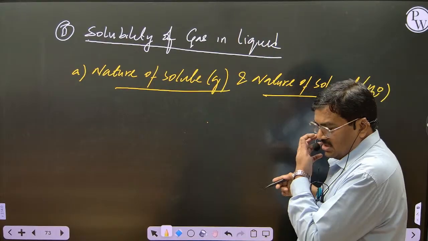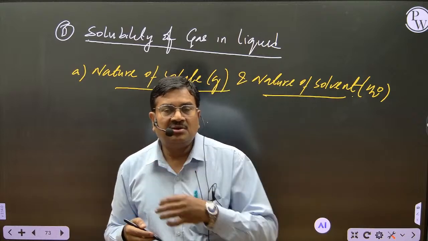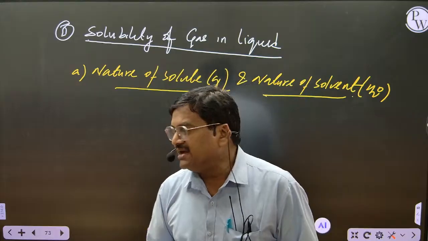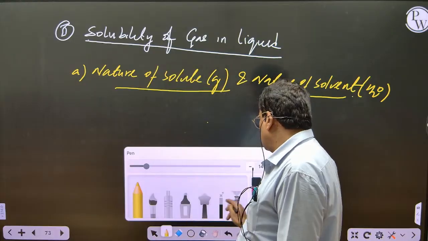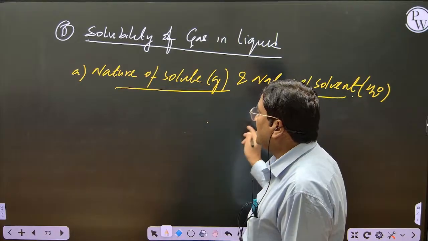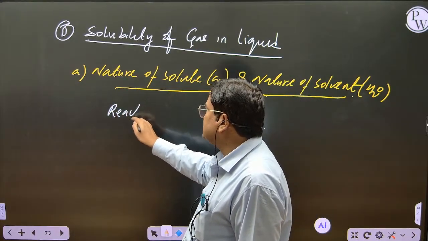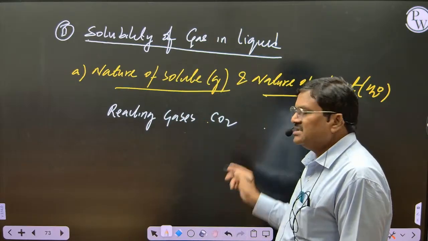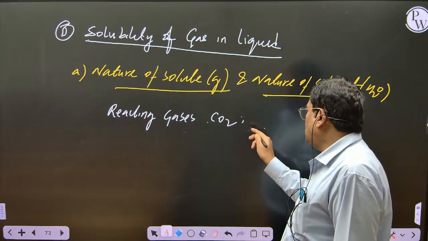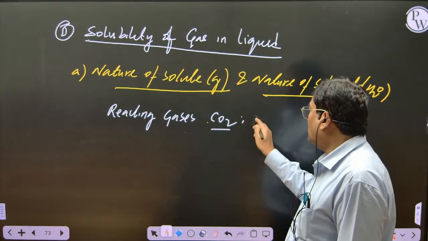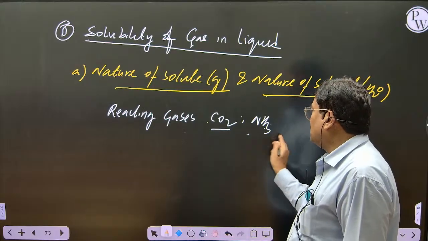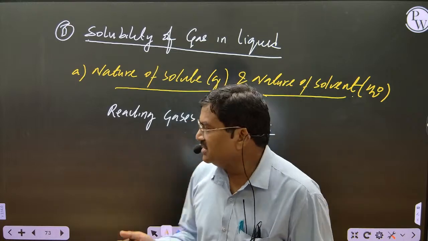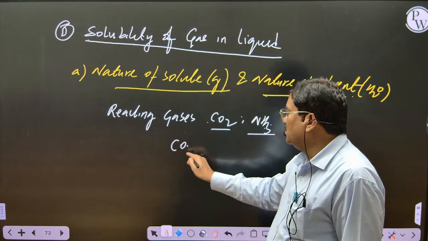Now observe here. One point you have to remember: reacting gases. I am using the word reacting gases. What are the reacting gases? Reacting gases like carbon dioxide, CO2, and ammonia. These are reacting gases. Reacting gases will have more solubility, because when you place CO2 in water, you get carbonic acid.